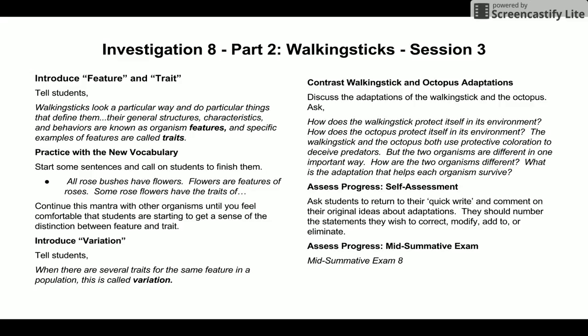Finally, assess the progress using the mid-summative exam, number 8. This concludes Investigation 8.